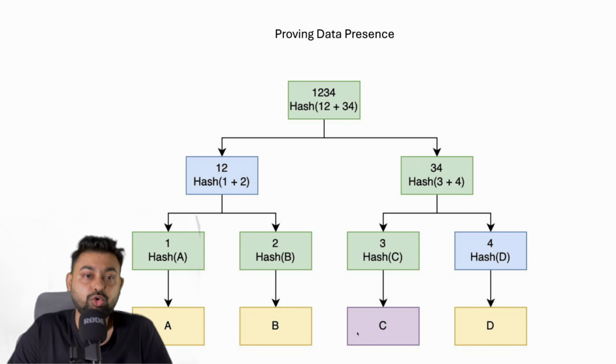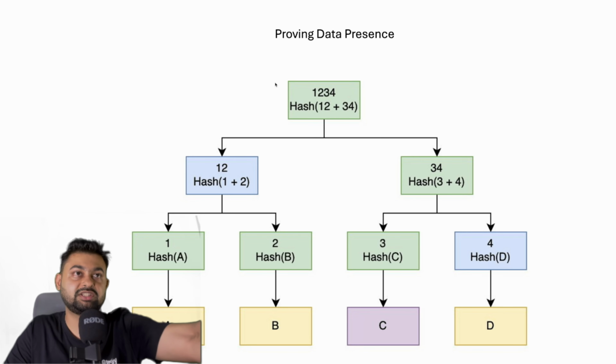Now you have to prove that C is present in this large hash set. What you will do is combine the hash of C with the hash of D, and compare it with the hash of 3, 4. If the hash of C and D combined is equal to that hash, then it will be easily proved, right? Suppose this is a big tree.